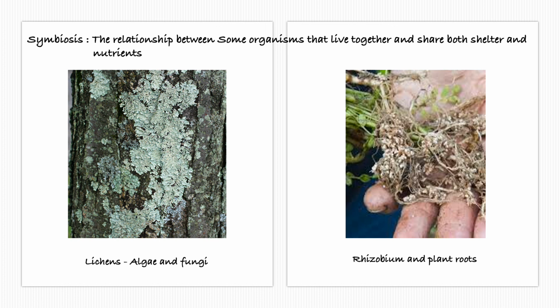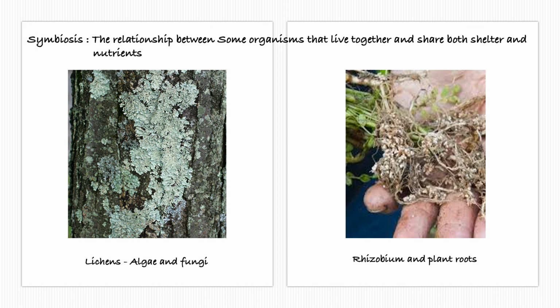The example on the right is where you can see rhizobium and plant roots. As I explained earlier, rhizobium is a type of bacteria, and it lives on the roots of certain plants like dal or grams. The plant can undergo photosynthesis and provides nutrients and shelter to the bacteria, to rhizobium, and in return rhizobium converts the nitrogen in the air into a form which the plants can use.